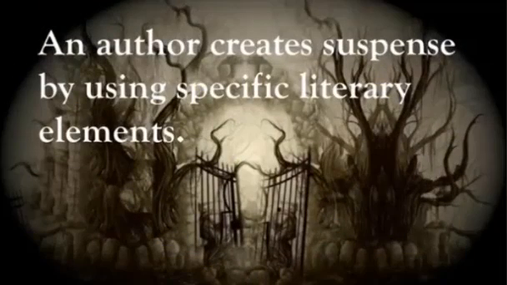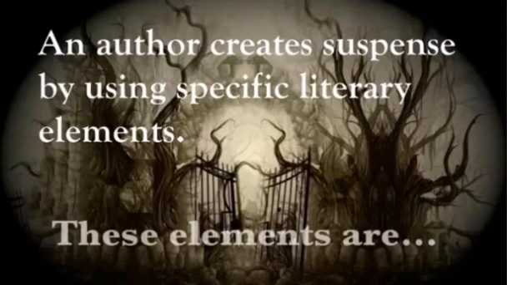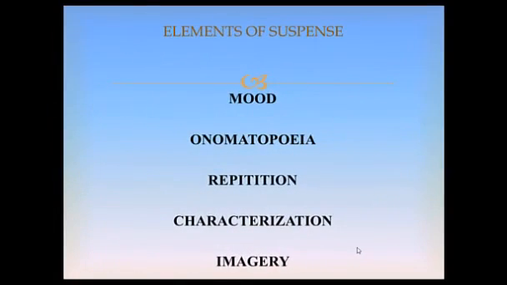How is it created? An author creates suspense by using specific literary elements. These elements are the mood, onomatopoeia, repetition, characterization, and imagery. So let us take a look at each one of these individually.